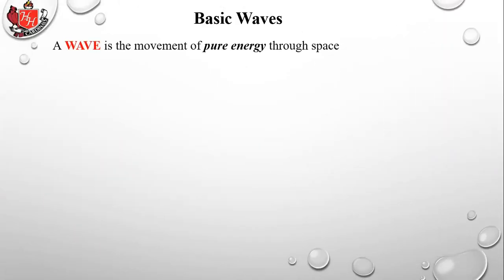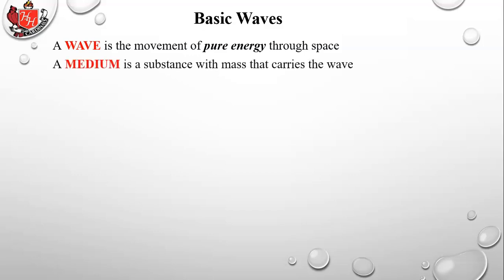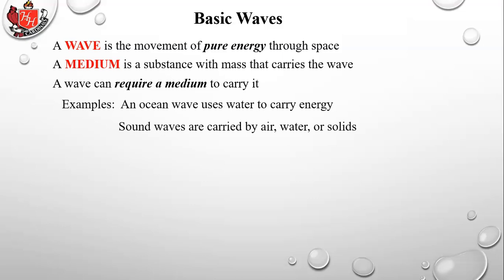So, a wave is the movement of pure energy through space. A medium is a substance with mass that carries a wave. A wave can require a medium to carry it. For example, an ocean wave uses water to carry the energy of the wave. Sound waves are carried by air or water or even through the ground.